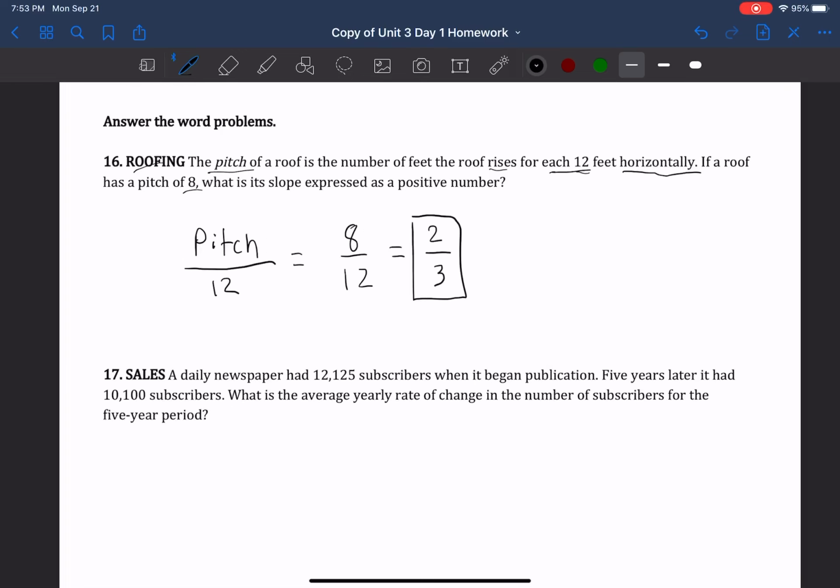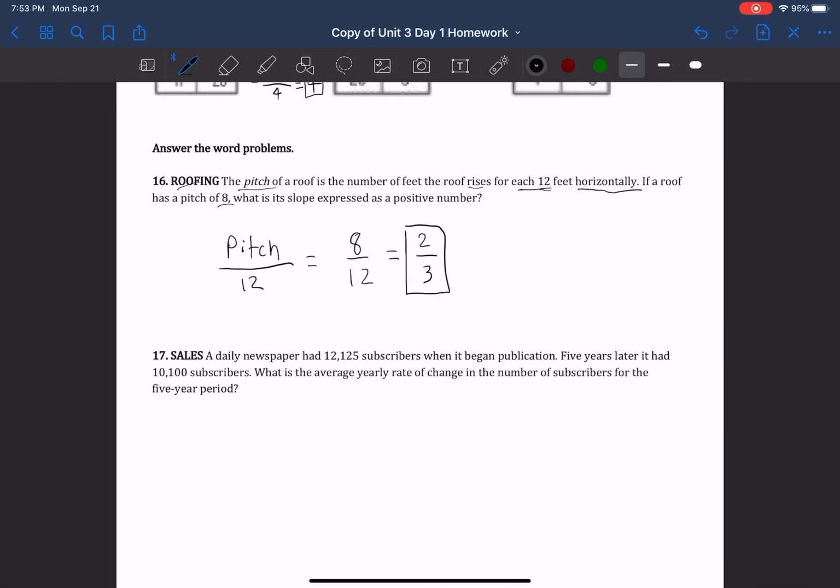So for 16 and 17, make sure you go through, read the question carefully, and imagine the picture in your head. And if you need to, you could draw a picture. So it's rising 8 feet here. That's its pitch over a horizontal movement of 12 feet. So that means this right here will give me a slope. Rise over run.